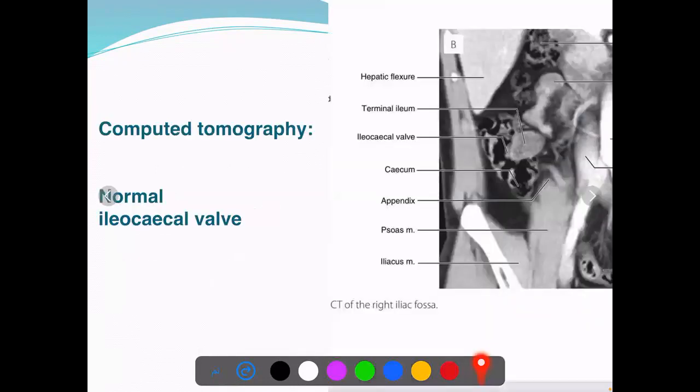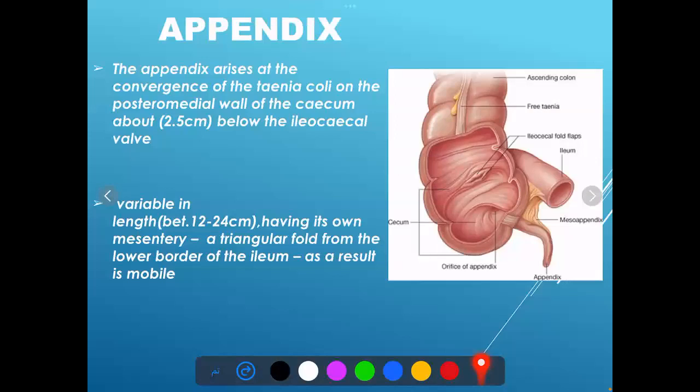And lastly, we have computed tomography. This is a coronal CT of the right iliac fossa. This shows the cecum and the terminal ileum. This is the ileocecal valve at the junction of the terminal ileum with the cecum.